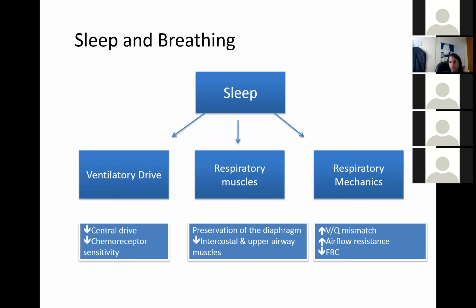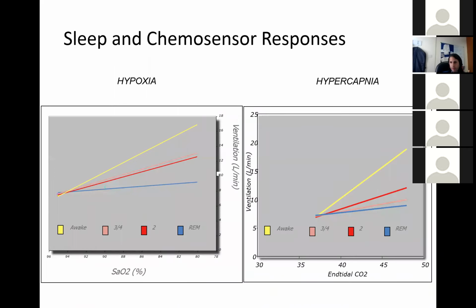So sleep is a major challenge to the respiratory system compared with being awake. And as a consequence, breathing is often impaired, and sleep is associated with a degree of alveolar hypoventilation, even in normal subjects, due to all of these factors. The problem is that your chemoreceptor responses also change during sleep.